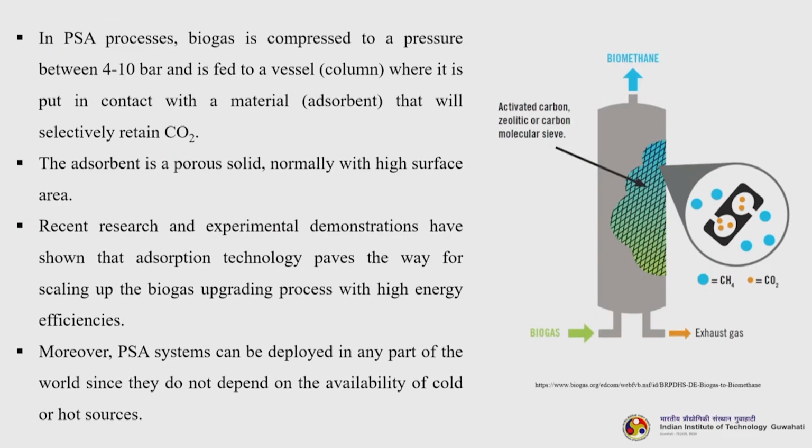In a PSA system, the pressure swing adsorption process, biogas is compressed to a pressure between 4 to 10 bar and is fed to a vessel where it is put in contact with the material, that is the adsorbent. You can see there activated carbon, zeolite or carbon molecular sieve being hatched, the hatched portion is a representation, okay, that will selectively retain the carbon dioxide. The adsorbent is a porous solid, normally with high surface area.